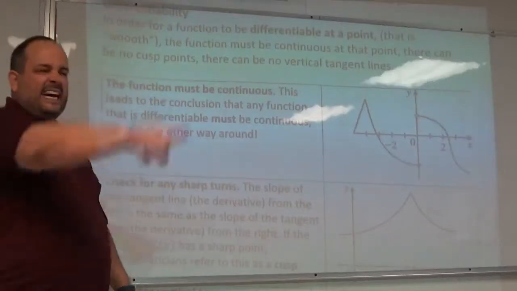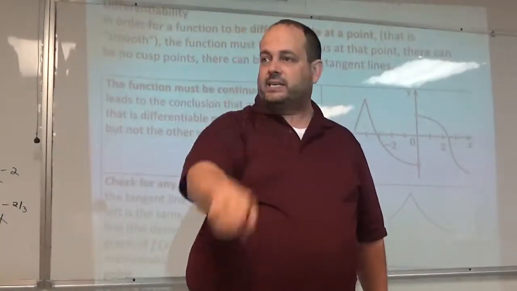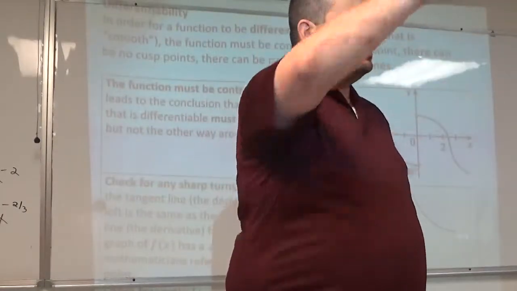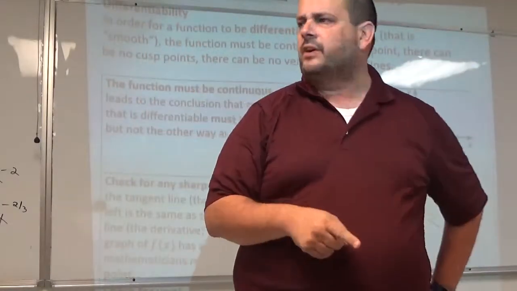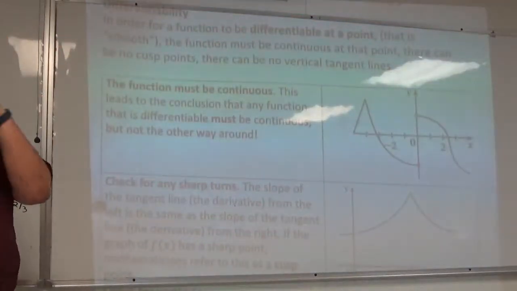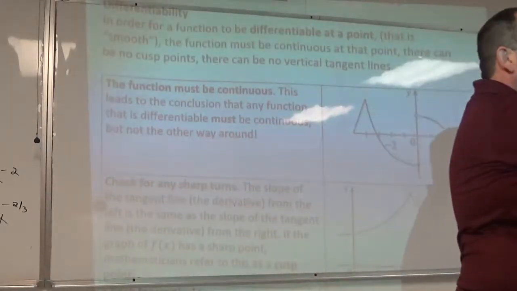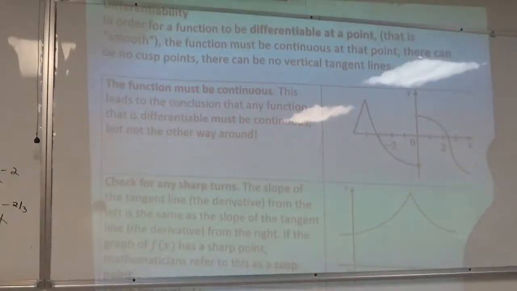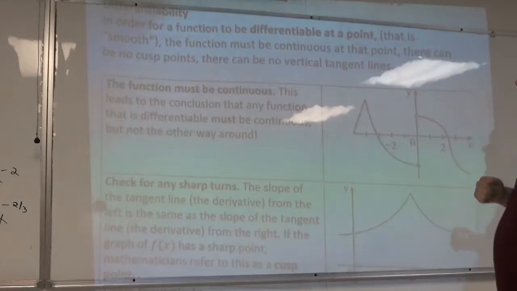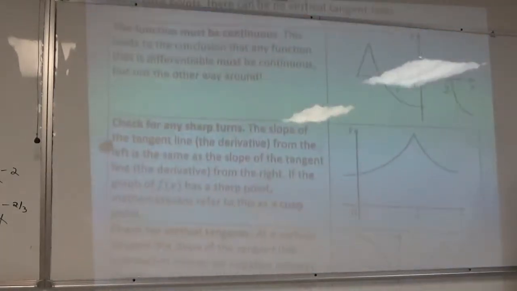Now, I know we just looked at the graph of the absolute value of x, but could there be other cusp points? Yeah. Other cusp points could look like this, right? If it is sharp, anything that is not smooth means you're not going to be differentiable. We want to think smooth. Also vertical tangent lines. So let's look at this graph over here.